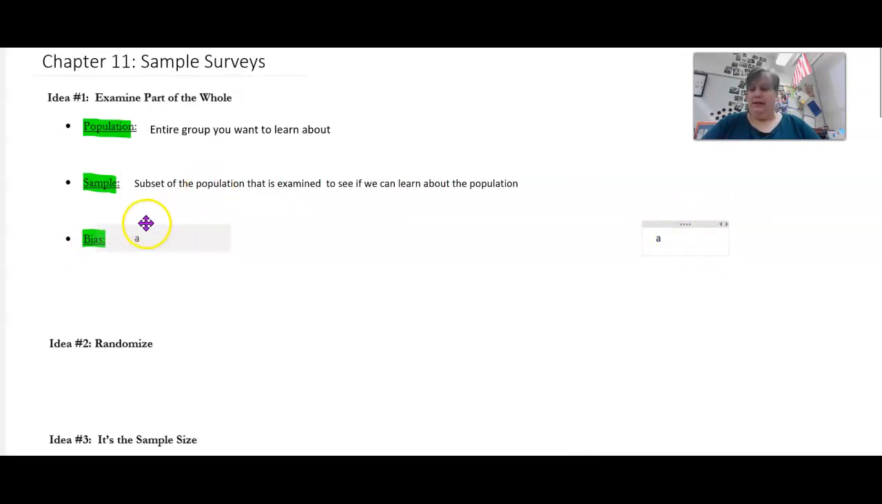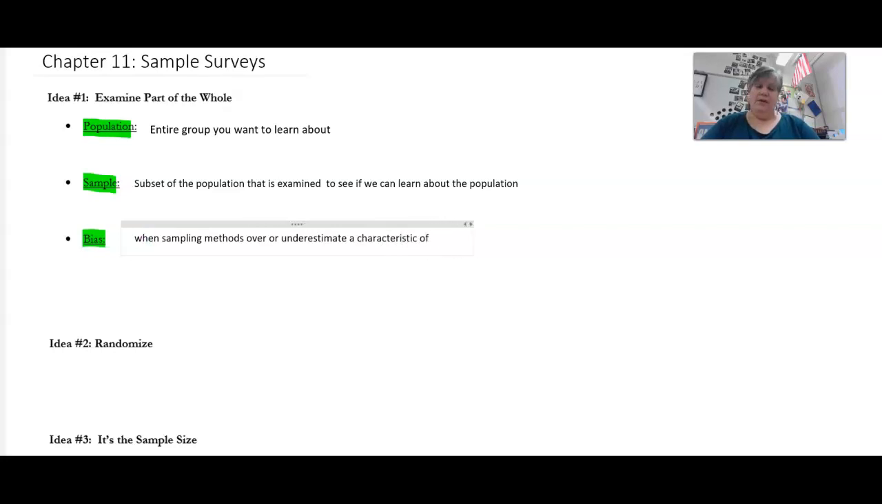All right, so bias. Bias is when sampling methods over or underestimate a characteristic of a population. There are a lot of different types of bias that we're going to have. The goal is to remove as much bias as you can.